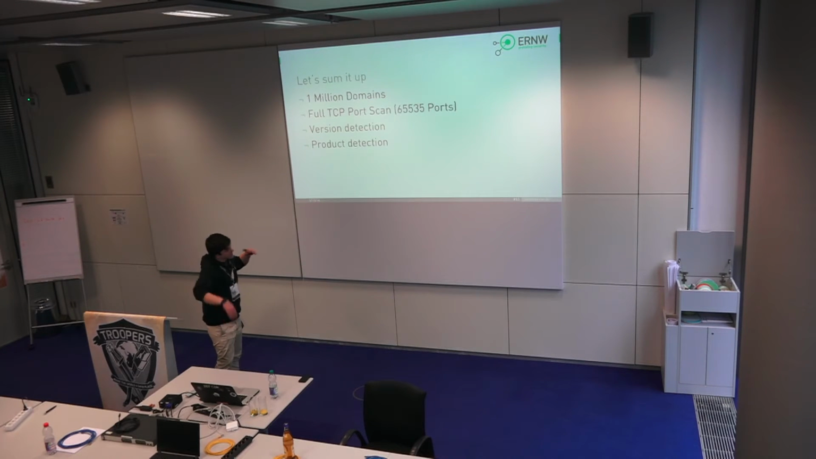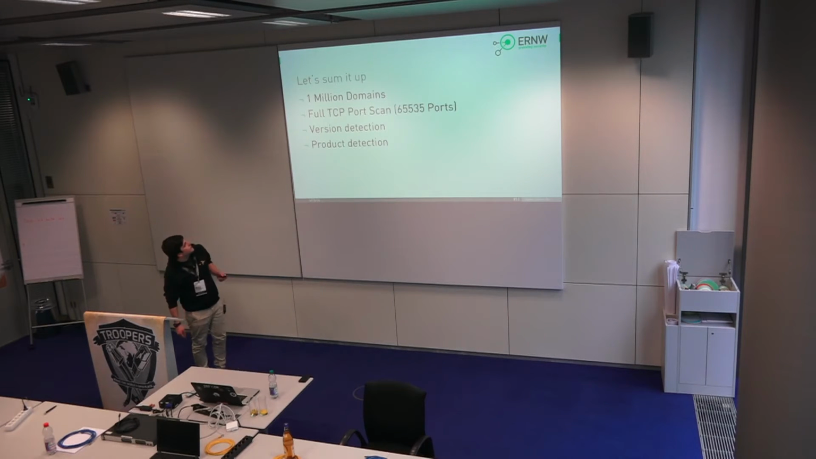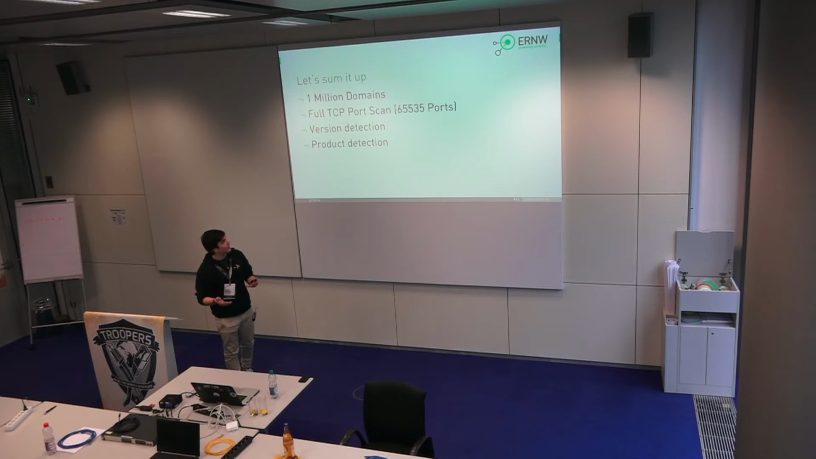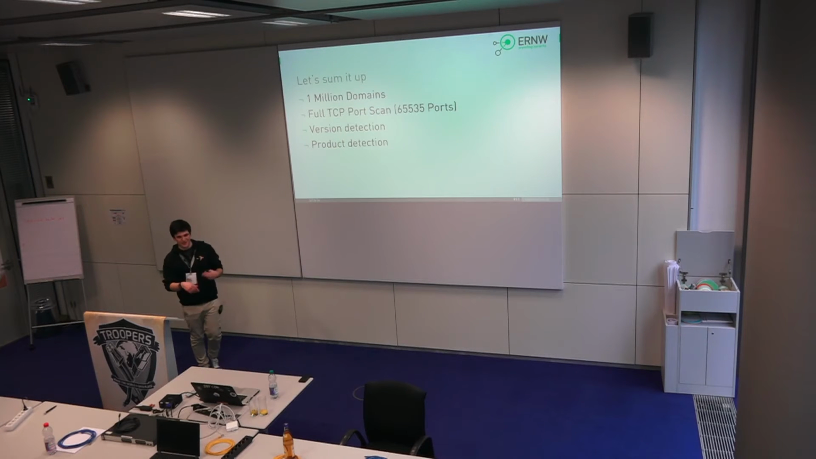So let's sum it up. What I'm going to do is identify all the dual stack domains in the Alexa top 1 million domains. I want to perform a full TCP port scan on all ports, on both protocols, IPv4 and IPv6. What I additionally did was perform some product detection to see what's on the port, and version detection to see what version of the product is running on it, because it's interesting.